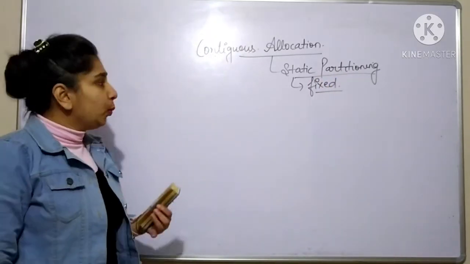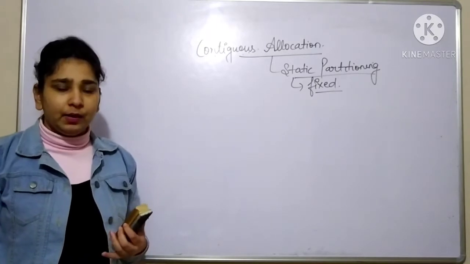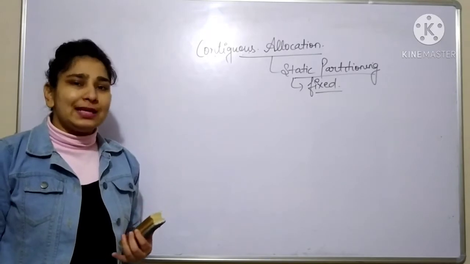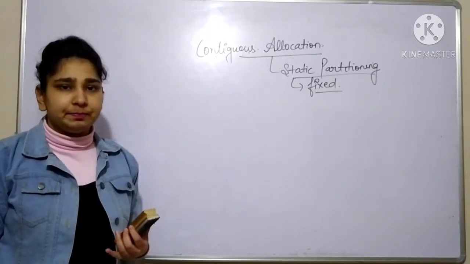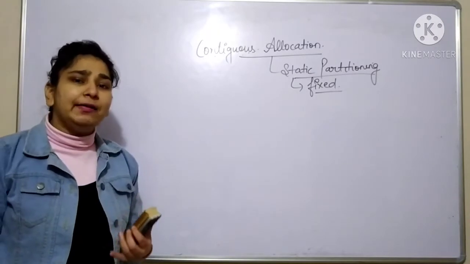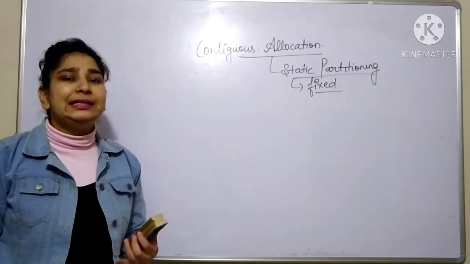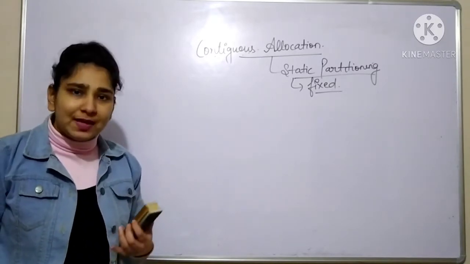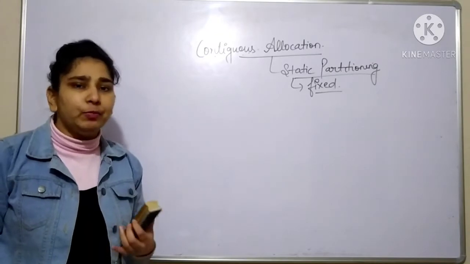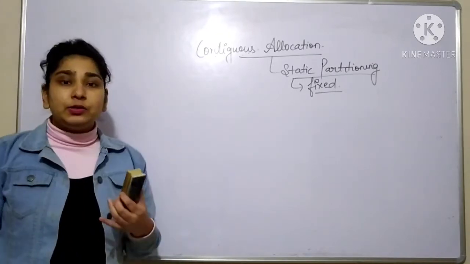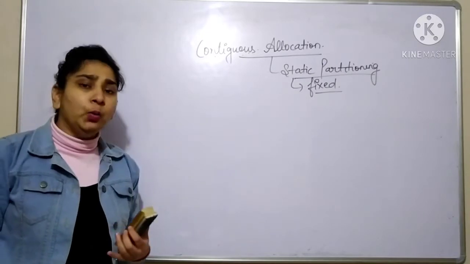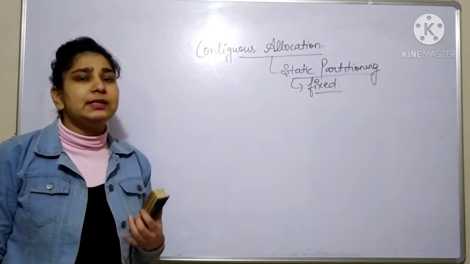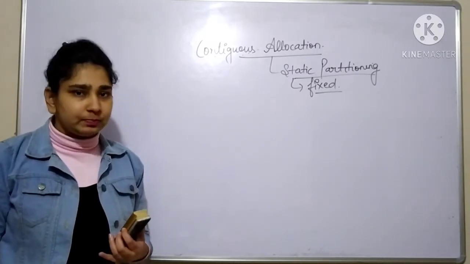What we want is multitasking. We want to execute many processes at the same time. So what do we have to do to perform multitasking? We have to keep many processes in the main memory. So the question is how we can manage multiple processes in the main memory.